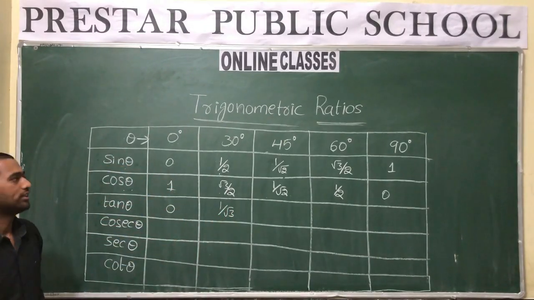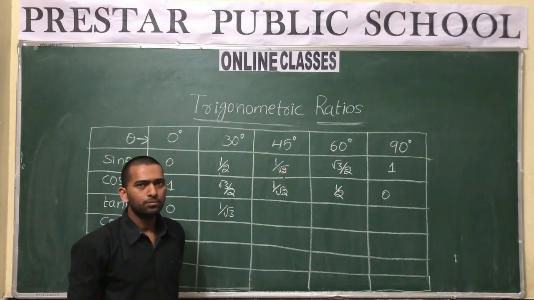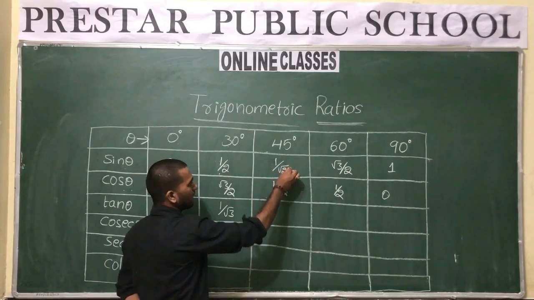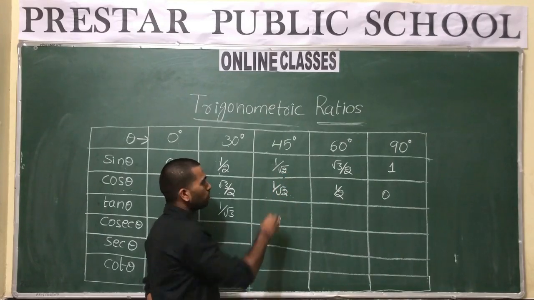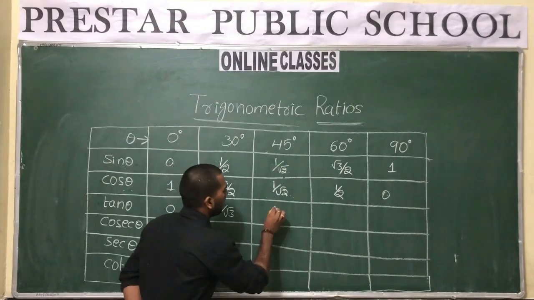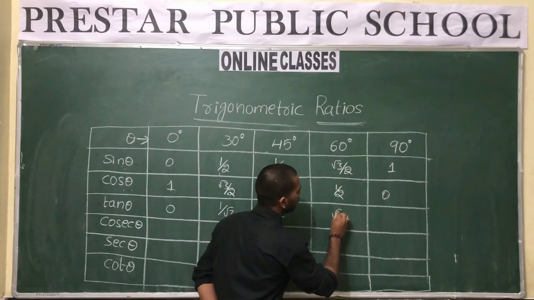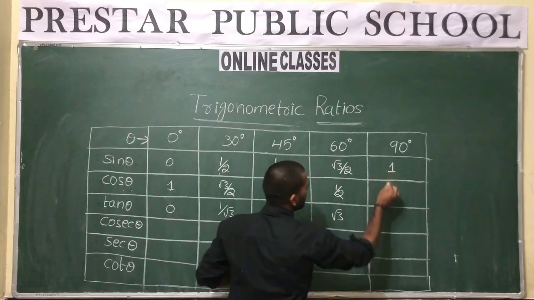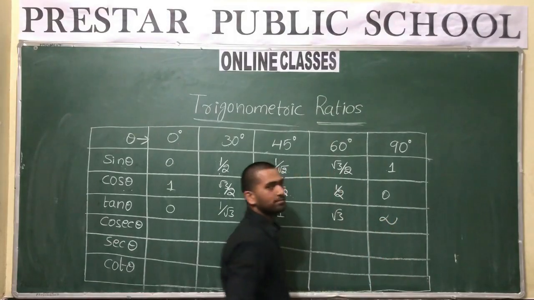Tan 45: sin 45 is 1 upon root 2, and in the same way cos 45 is also 1 upon root 2. So sin 45 upon cos 45 means 1 upon root 2 divided by 1 upon root 2. Both get cancelled and you will get 1. Next, here also 2 gets cancelled. You get root 3 upon 1, it means root 3. And next, 1 upon 0 is undefined, so we will take it as infinite.